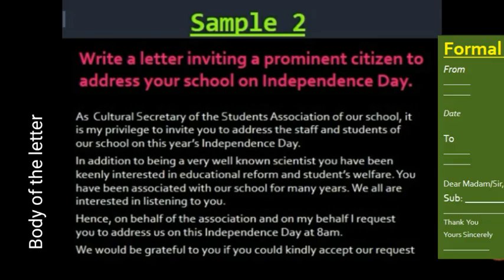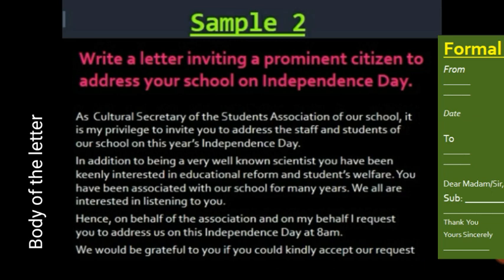We will go for another example. Write a letter inviting a prominent citizen to address your school on Independence Day. So what you have to do? You have to address a prominent citizen. You have to invite that person to your school to speak on Independence Day. I have given only the body of the letter. You should write down the format. So first you need to write the from address, where you write Cultural Secretary, Students Association.